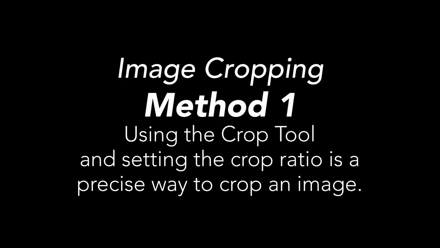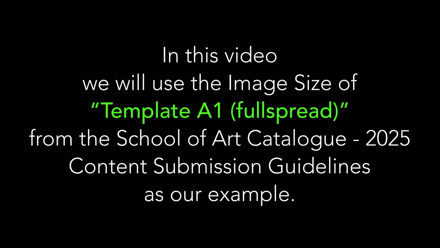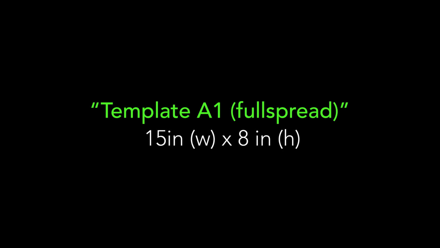Image cropping. Method 1. Using the crop tool and setting the crop ratio is a precise way to crop an image. In this video we will be setting the image size to template A1 full spread from the School of Art Catalog 2025 Content Submission Guidelines as our example. Template A1 full spread, 15 inches wide, 8 inches high.